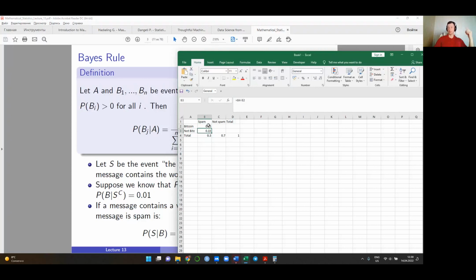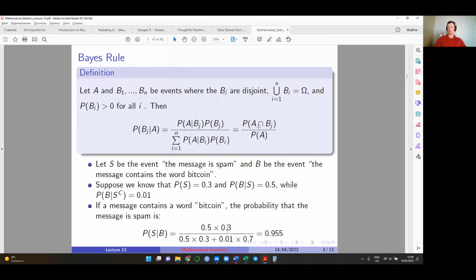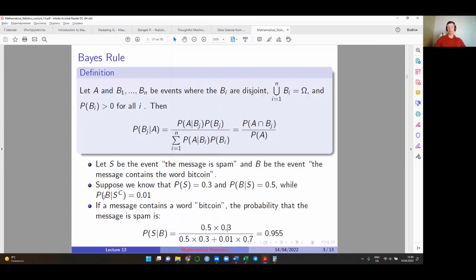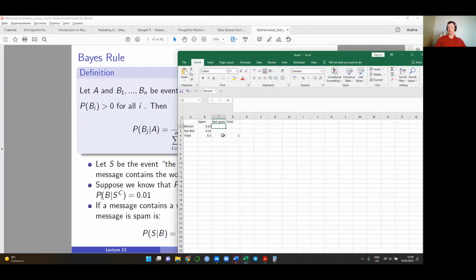So this is the mutual probability or joint probability. So this is the probability that I will receive both: a spam message containing the word Bitcoin. So this is exactly the numerator of this formula here. So now, back to not spam. I know that the word Bitcoin occurs in 1% of not spam messages. So 1% out of this 0.7. So therefore, I take this 1% and I multiply it by 0.7, and that's my joint probability that I will receive a not spam message with the word Bitcoin.